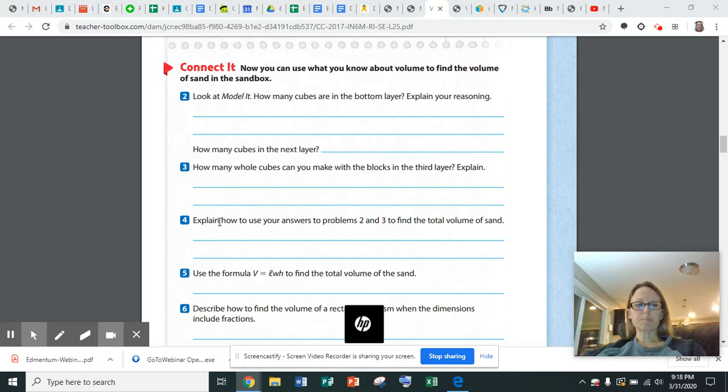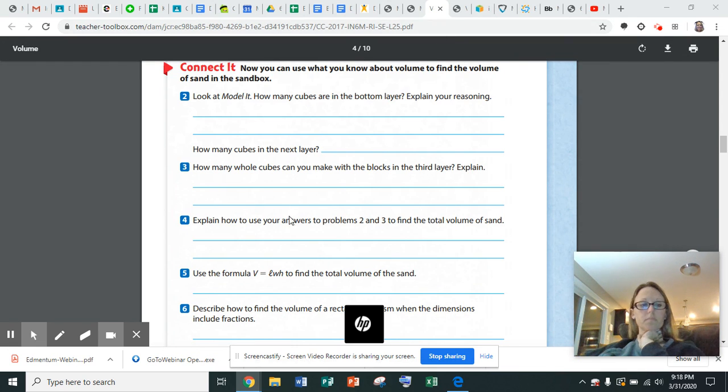All right, then it says, explain how to use your answers in problems 2 and 3 to find the total volume of sand. Okay, well, you know that there were 20 cubes in the bottom layer, 20 cubes in the next layer, and then 10 whole cubes in the top layer. So if you added those all together, you would get 20 plus 20, which is 40, plus another 10 is 50.